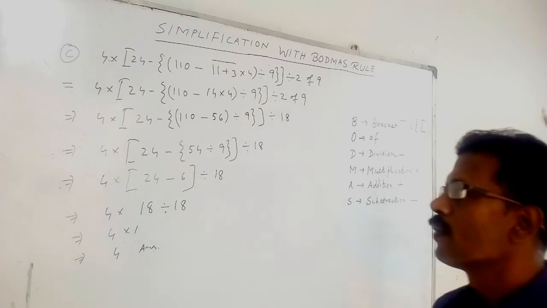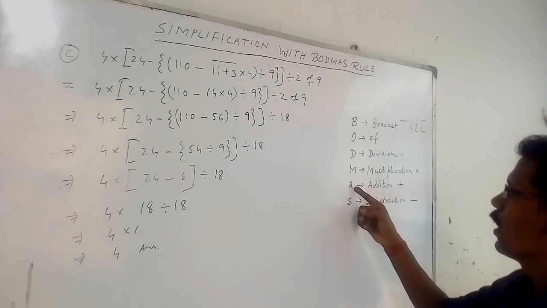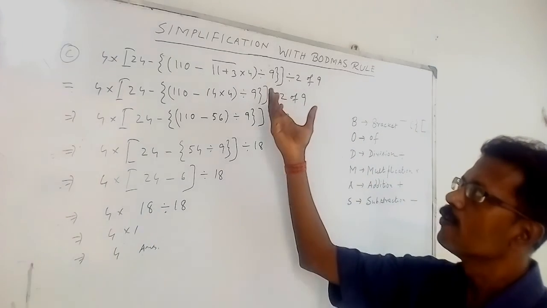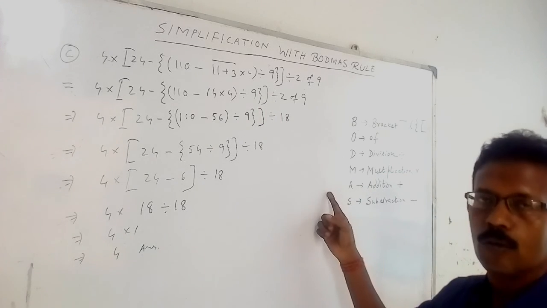Okay viewers, so this is the BODMAS rule, and when you are going to perform simplification of this type you have to strictly follow this rule.